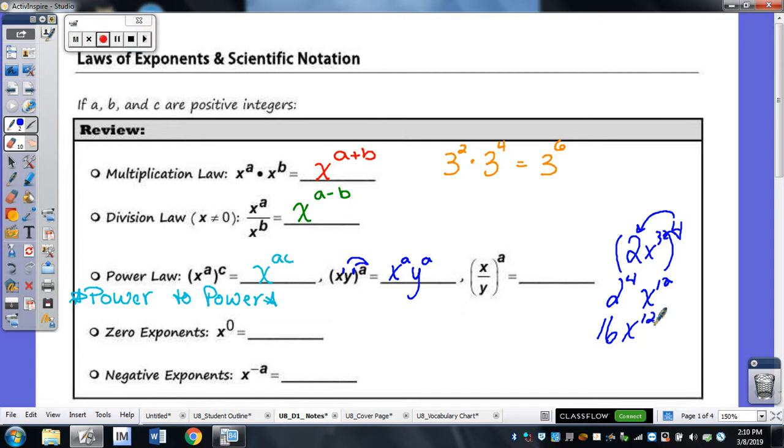And then same thing also for division. If you have two things being divided, that exponent on the outside is going to go to both of them. So x to the a over y to the a. So anything inside that parentheses gets that exponent.